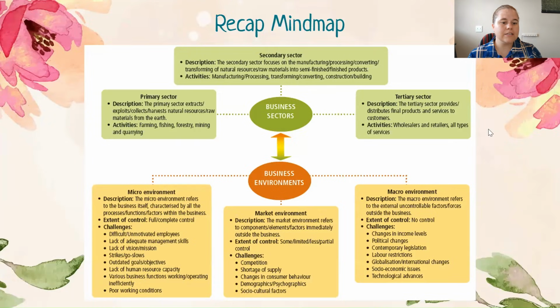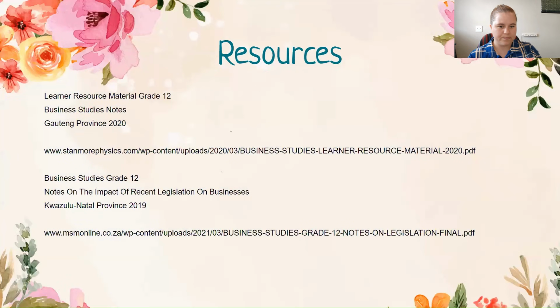All right, then here's a nice little recap, a little mind map, okay? Another one, pause the video here so you can see it all as a whole. So at the top here, we've got the 3 different sectors: the primary, the secondary, the tertiary. And at the bottom, we've got the micro, the market, and the macro environments. So it's just a nice little mind map. Please do not rely just on this mind map for information. Please do go deeper into it, but it's a nice summary of this learning unit and this chapter.